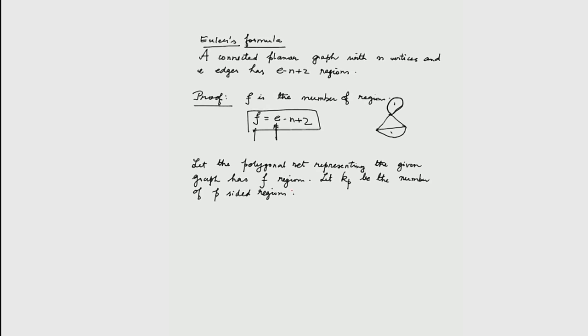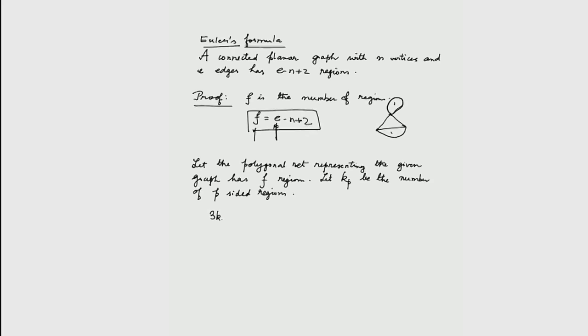So, what we are saying here is that we can write a planar graph, if at all it can be drawn on a plane, by the vertices and the joining edges as straight lines. Therefore, I will always be able to represent a graph by a polygonal net. So, the faces will be polygons, and let us say k p is the number of p-sided regions, that is, p-sided polygons as regions.